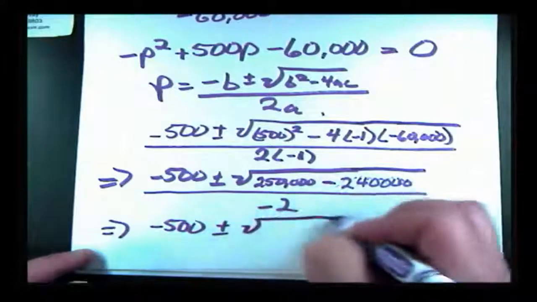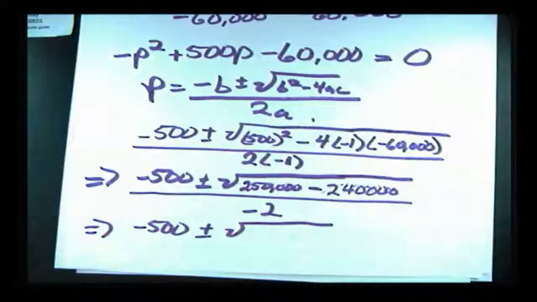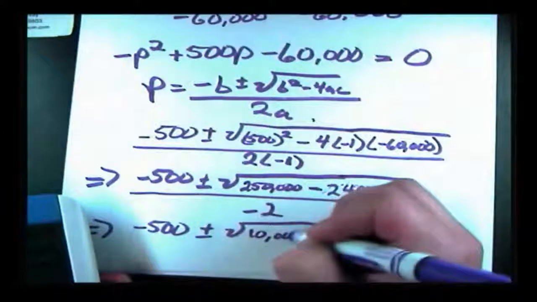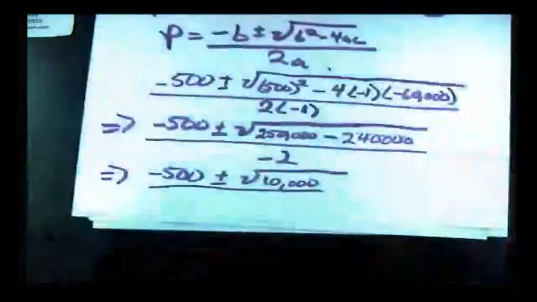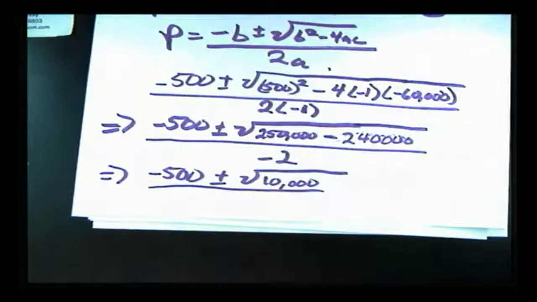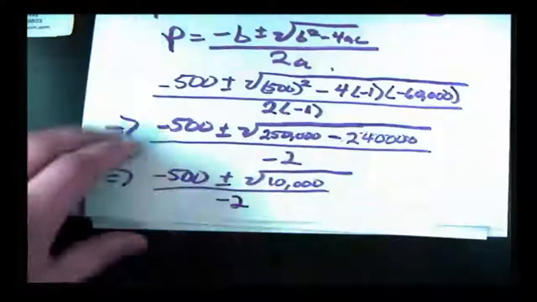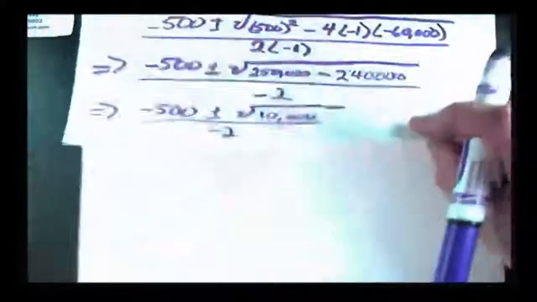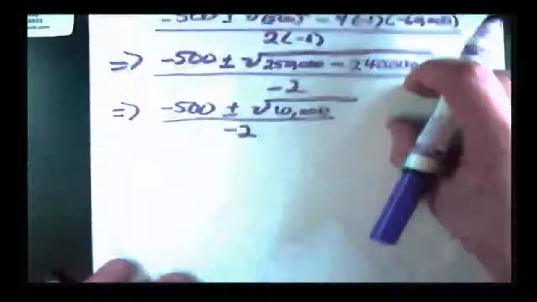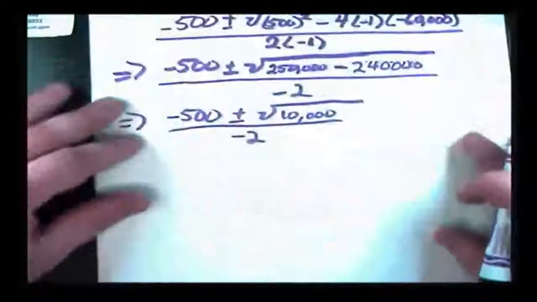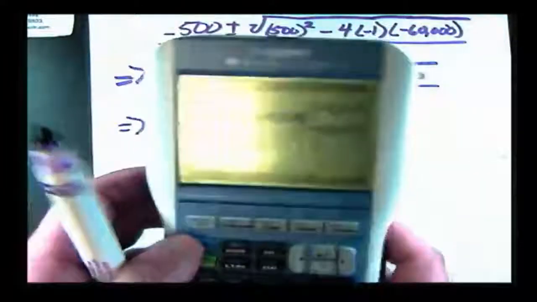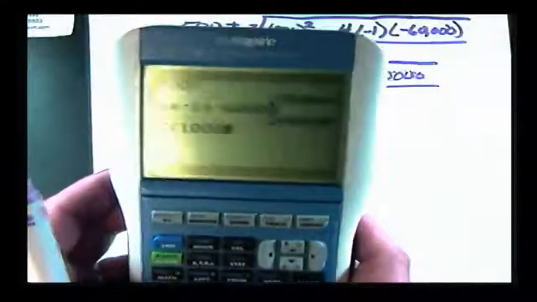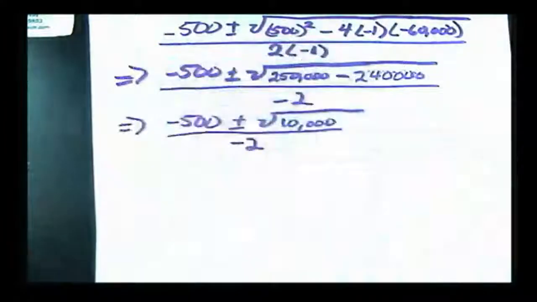Simplifying this a bit further tells us that we're going to be taking the square root of 10,000 and still dividing by negative 2. Square root of 10,000 happens to be 100, I think, but we'll do this in the calculator to be sure. It's 100.